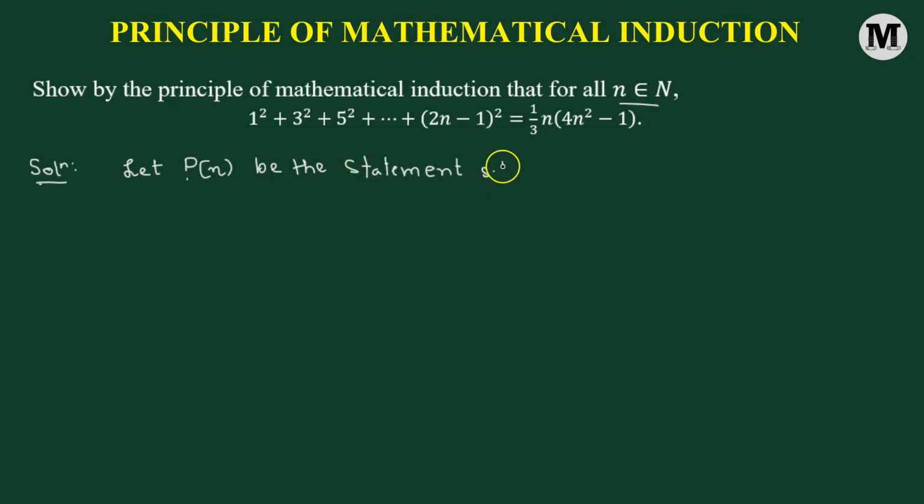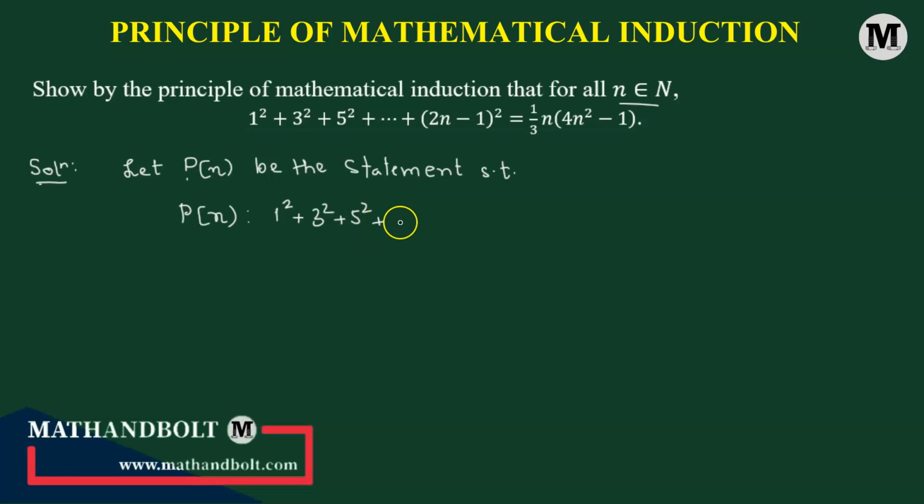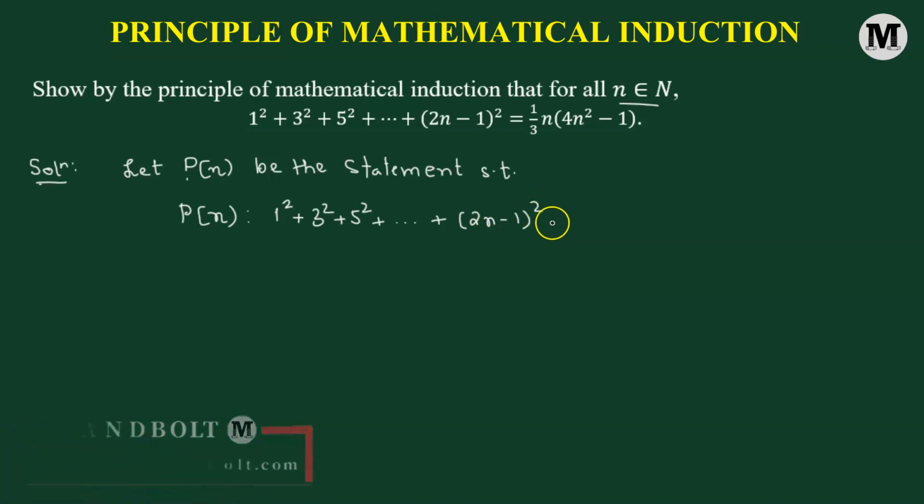such that we can now rewrite our mathematical statement as P of n such that 1 squared plus 3 squared plus 5 squared added to the rest of the terms and the final term, that is 2n minus 1 whole squared. This is going to be given by 1 over 3 times n times 4 times n squared minus 1. Okay, so this is statement number 1.